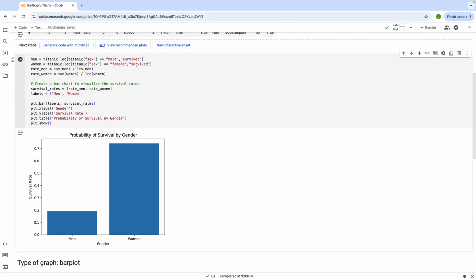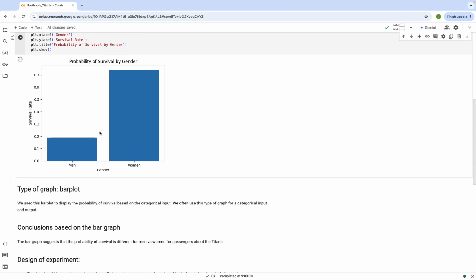I calculate this probability with this code here, which subsets the data, and then uses the formula for observational probability. The total number who survived, that are men, divided by the total number of men. And the same for women. So this is an example of observational probability in action and being graphed. So we can see here that the survival rate for men is only 20%, whereas for women it's somewhere above 70%. Okay.